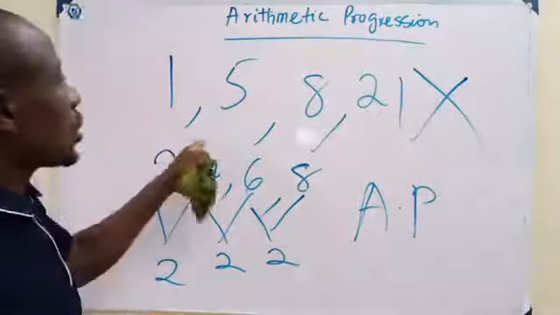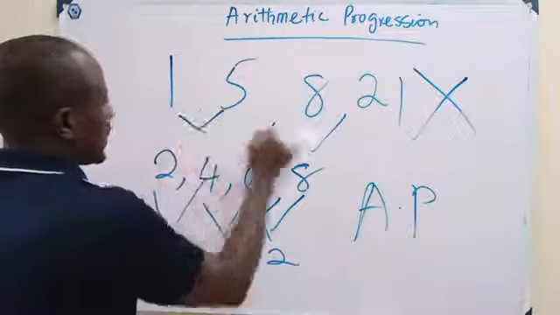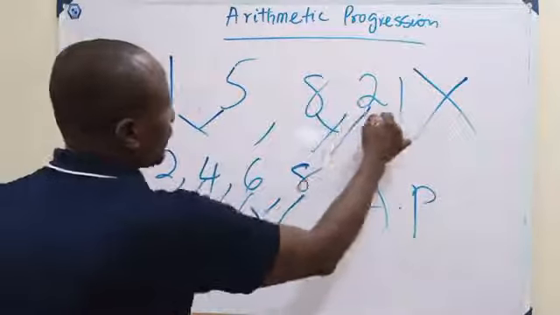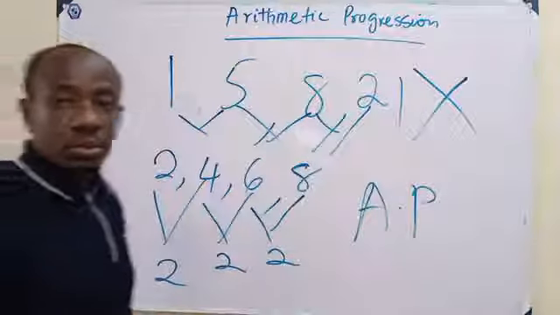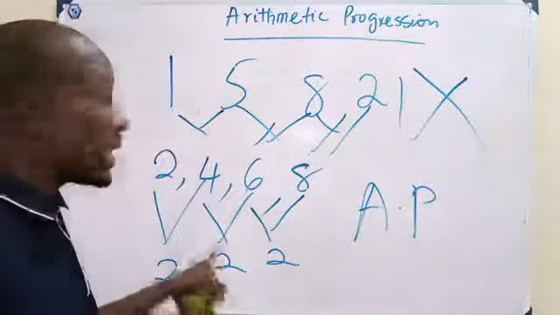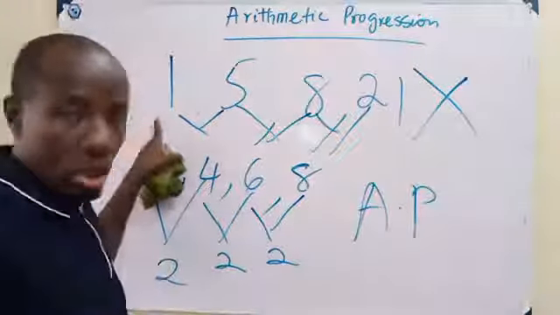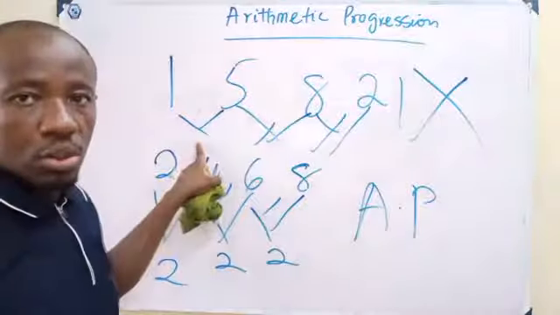So this one is not in arithmetic order, because if you do this, it's different from this, and it's different from that, and this is different from this. Did you get it now? Alright. So this is how to classify, to know whether a sequence is in arithmetic order or not. So this one is in arithmetic order, while this one is not. So take note of the difference.